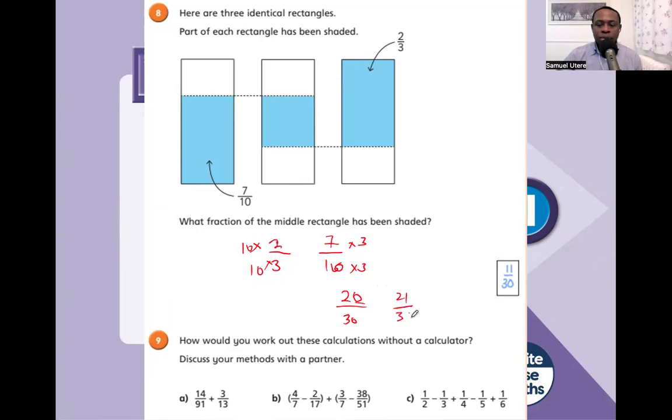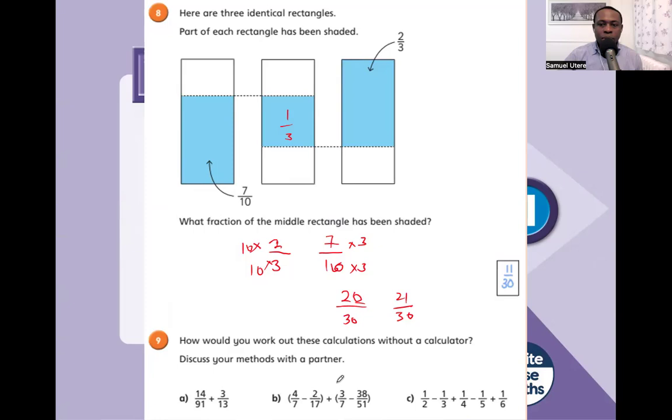Now, if you check carefully, you would see that for this one, this one is a third, okay? If you look at the part that has been shaded, this is 1/3. But they're asking you, what fraction of the middle rectangle has been shaded? It's just a third. A third has been shaded. Okay, so that third is equivalent to 11/30. All right.